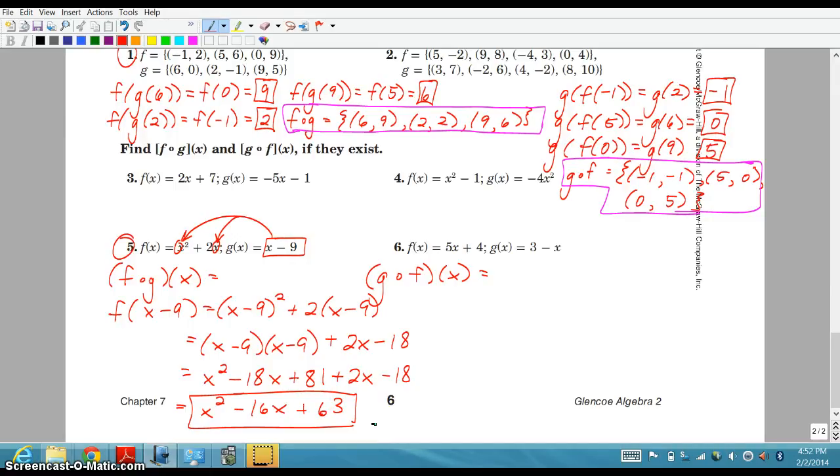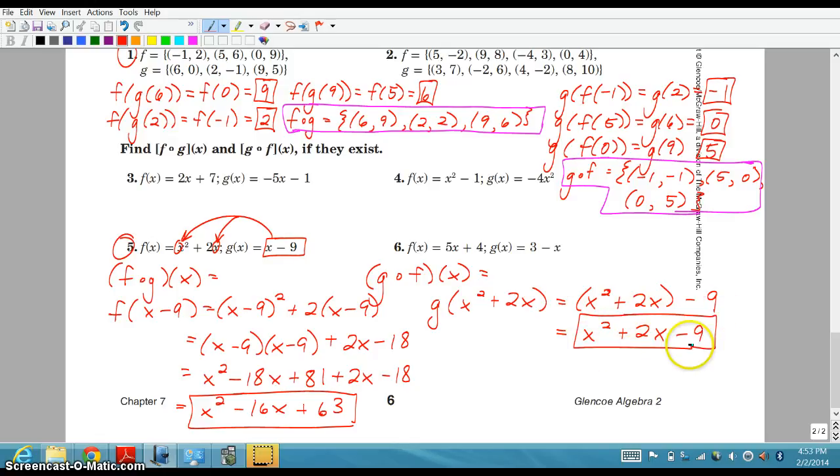Moving on. Last problem. G of f of x. So we'll go ahead doing the composition like before. G though of x squared plus 2x. So we're now substituting x squared plus 2x in for x, which leads to this. X squared plus 2x and then minus 9, right? I'm plugging in that entire expression in for x into the g function. And the parentheses really aren't quite necessary, because in the next step I'm going to drop them out anyways, leaving me with simply x squared plus 2x minus 9.